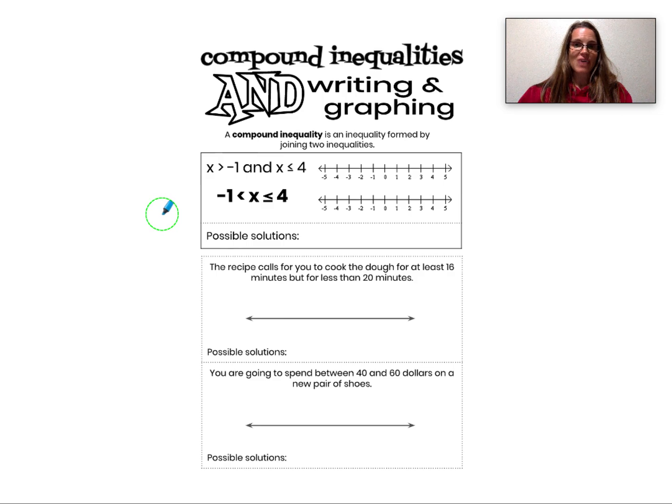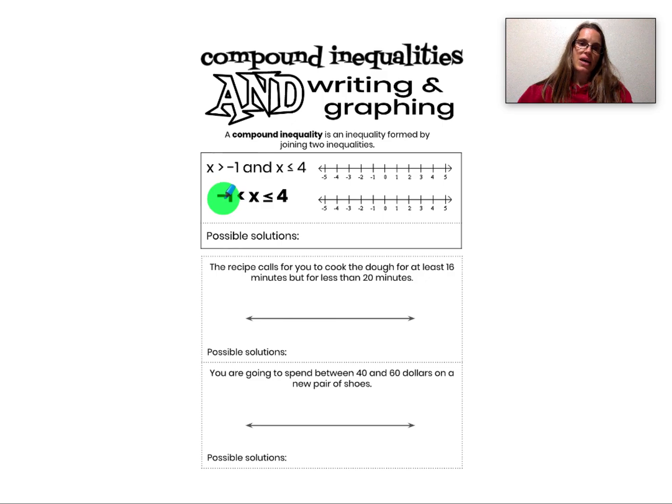Now let's look at compound "and" inequalities. To be a solution to an "and" inequality, x must make both of the individual inequalities true. In this first example, to be a solution, x has to be greater than -1, and x also has to be less than or equal to 4.